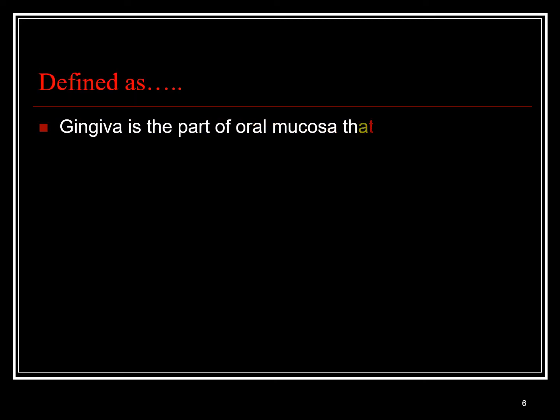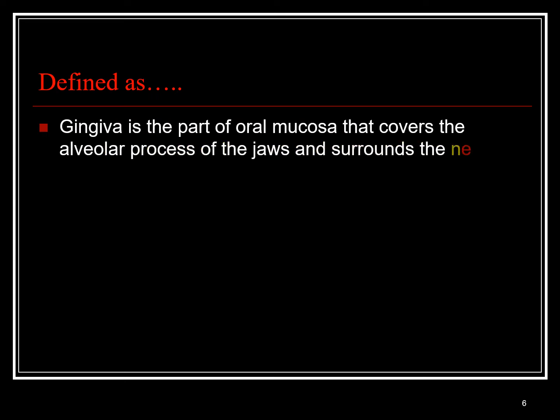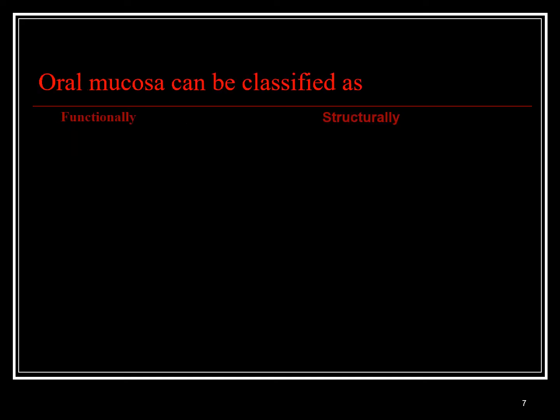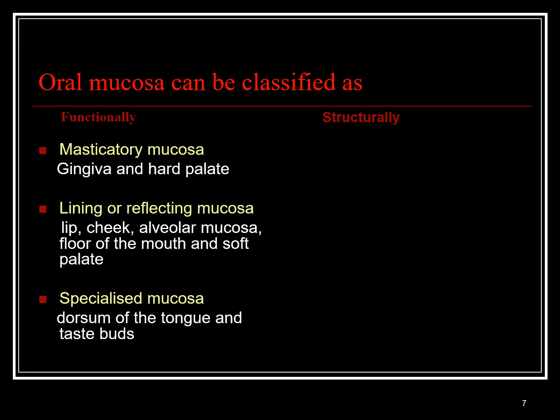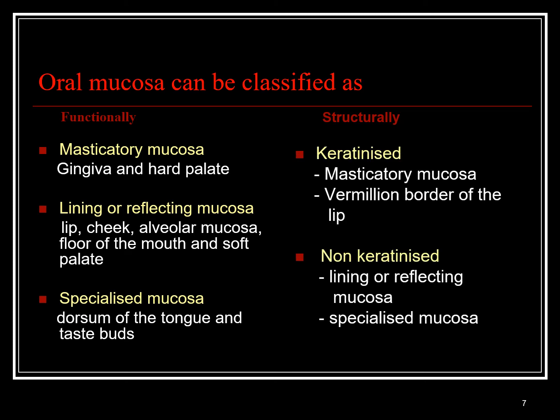Now talking about gingiva. Gingiva is a part of oral mucosa that covers the alveolar process of the jaws and surrounds the neck of the teeth in a collar-like fashion. The oral mucosa can be classified functionally as well as structurally. Functionally, it is divided into masticatory mucosa, lining or reflecting mucosa, and specialized mucosa. Structurally, it is keratinized or non-keratinized.